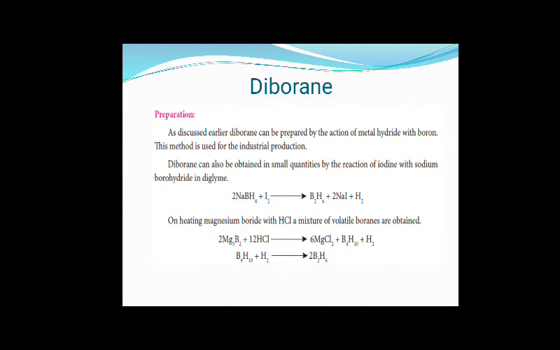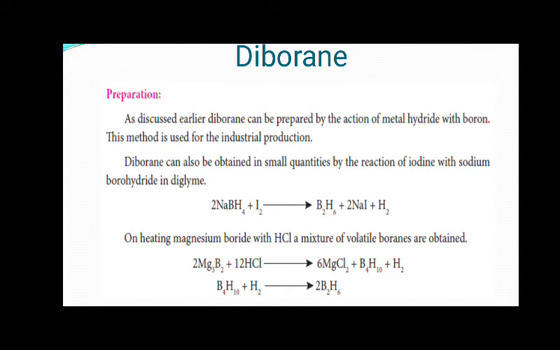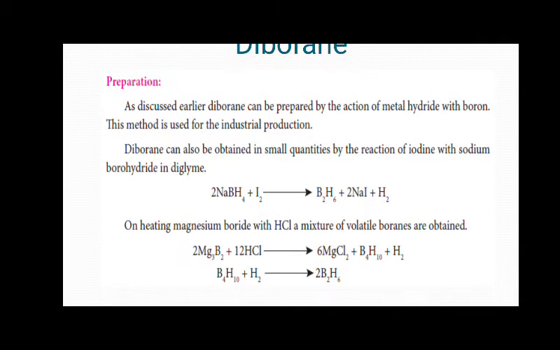Diborane. Preparation of diborane. Diborane can be prepared by the action of metal hydride with boron. This is used for the industrial production. Here diborane B2H6 can be obtained in small quantities by the reaction of sodium borohydride with iodine in dimethyl glyoxime. So sodium borohydride with iodine gives diborane with NaI, that is sodium iodide, and hydrogen.